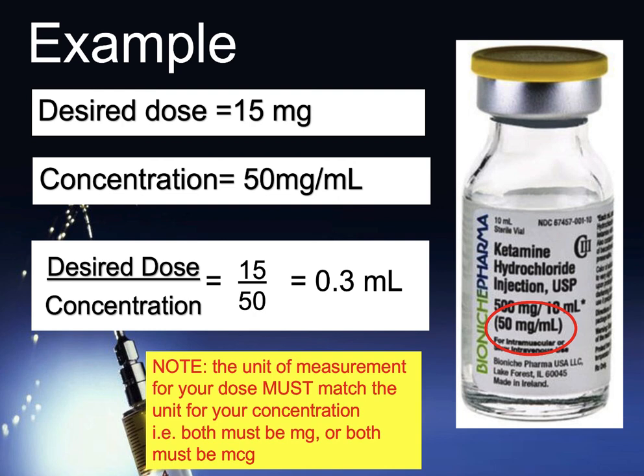Again, I mentioned it before, make sure that the units match. The unit of your desired dose and the unit of your concentration have to both be in milligrams or both be in micrograms, that sort of thing. And then this math works, and it works simply. In part 2, we'll talk about dosages per kilogram and how that adds another layer to figuring out appropriate desired dose.